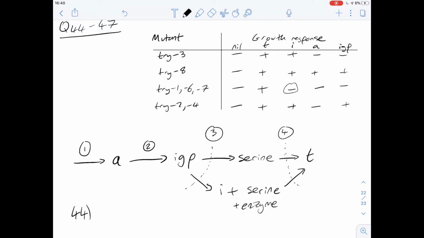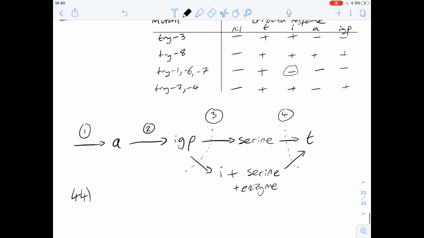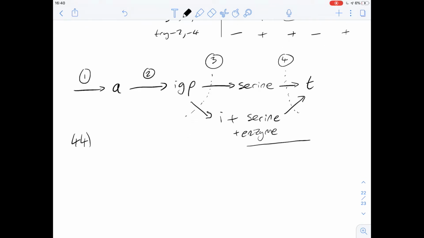So for example, if you were to look at this point, we have the mutants TRP1, 6, and 7. And in the indole environment, they don't grow. So that means that after indole is introduced, which is I here, there must be some sort of problem with the metabolism. Now, what does that mean for this question?